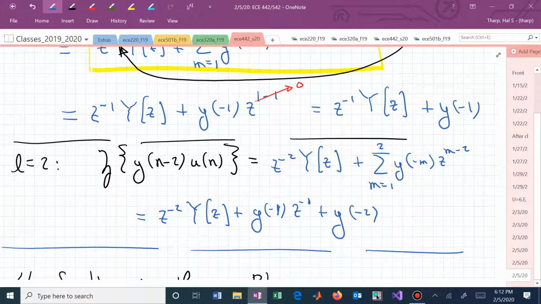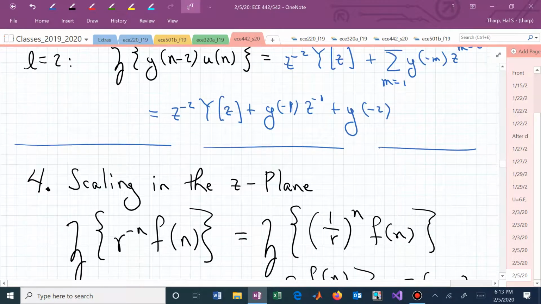And what does this one get scaled by? z to the 2 minus 2, or 1. So now that's our expression. We've delayed the one that's kind of the closest to us with this z to the minus 1, and the last one just comes in as a constant. That's property 3 of z transforms.